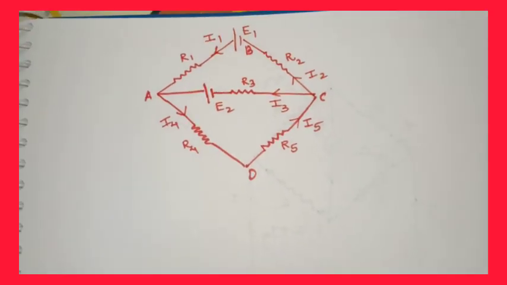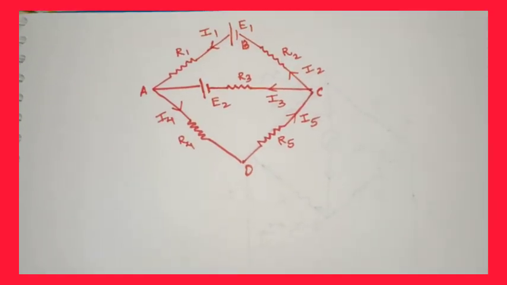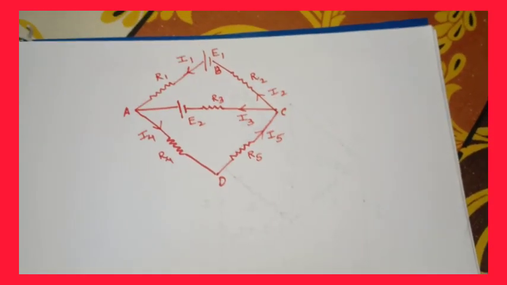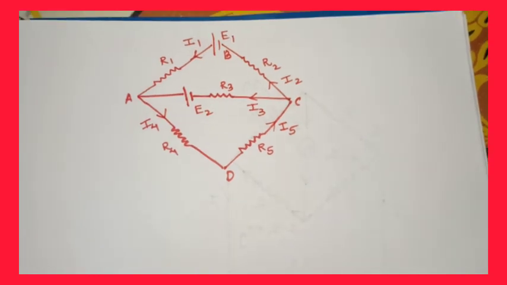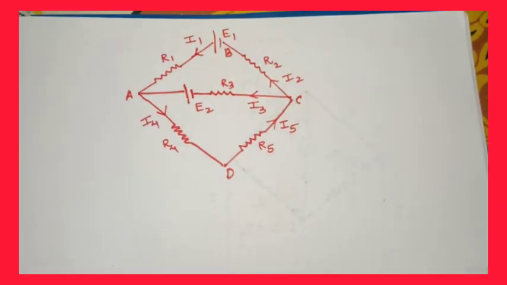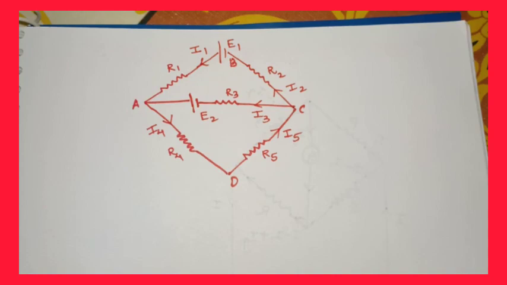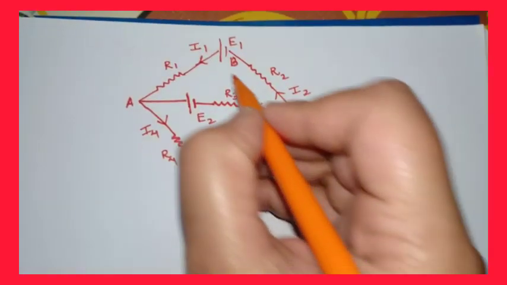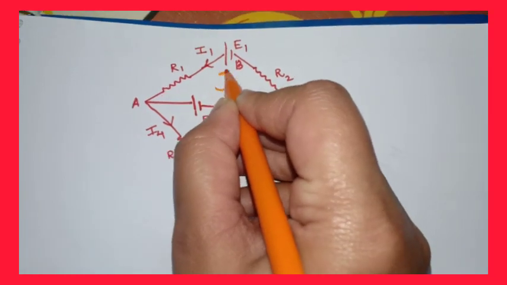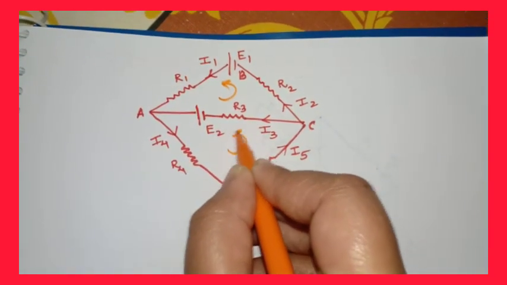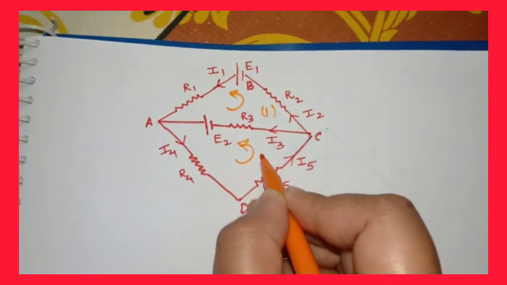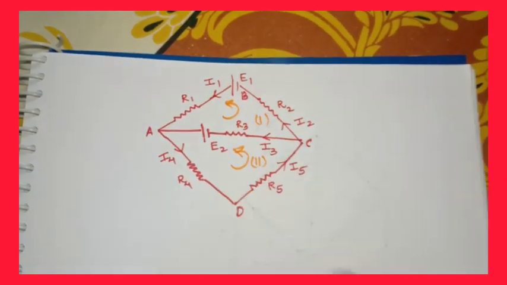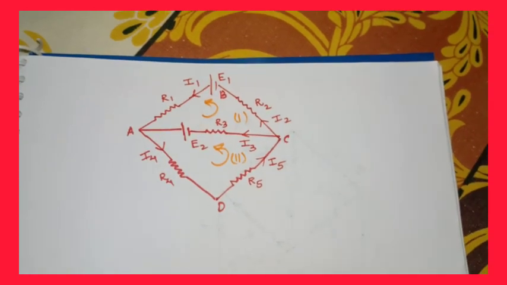So students, let us see another example and try to understand Kirchhoff's second law. Here I have taken 2 EMFs, E1 and E2, and 5 resistances R1, R2, R3, R4, R5 according to the given diagram. We have current directions also. Let me consider my direction. Let me take counterclockwise direction in the loop. So this is my first loop and this is my second loop. You can see, students, I have taken my direction according to my own convenience.